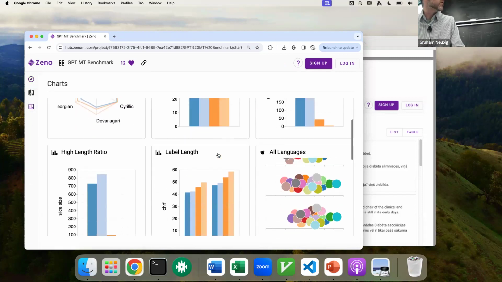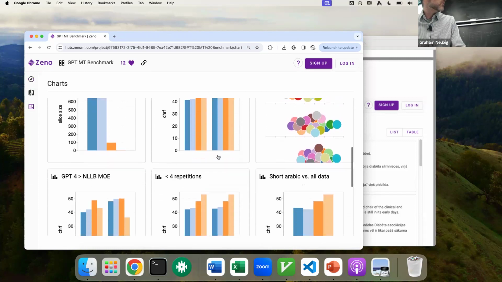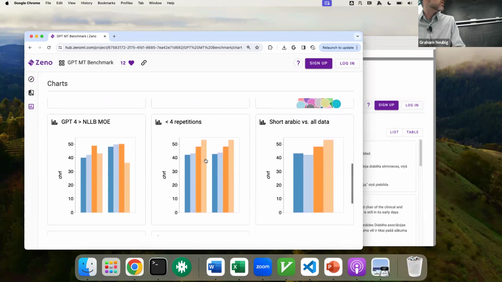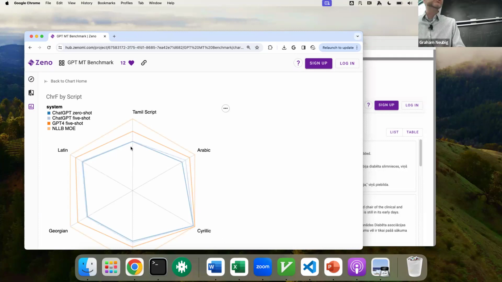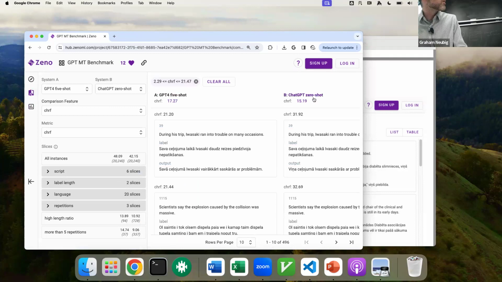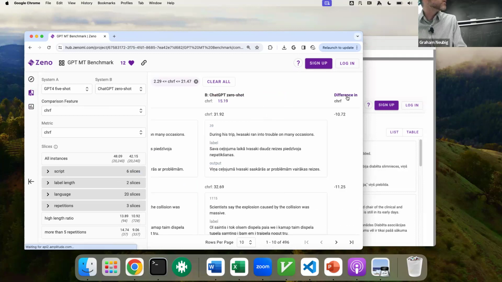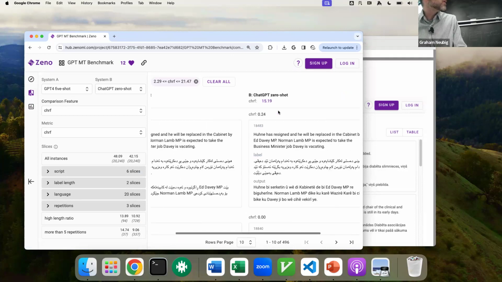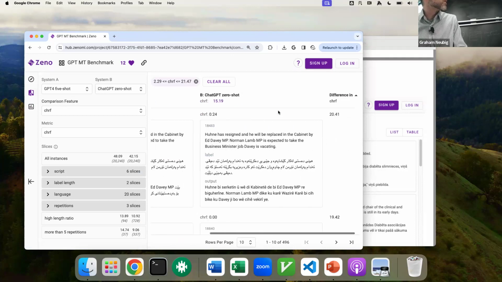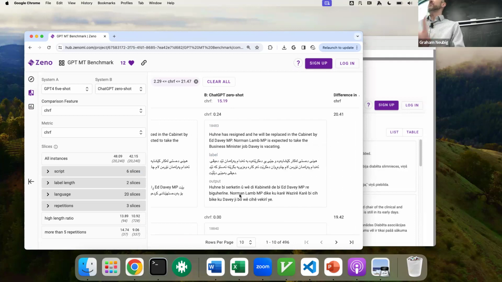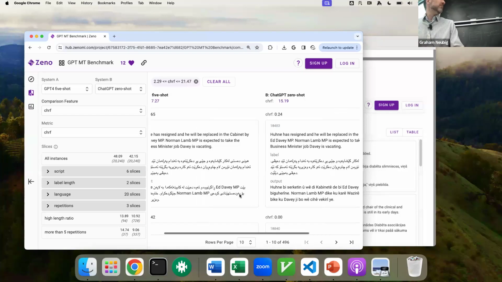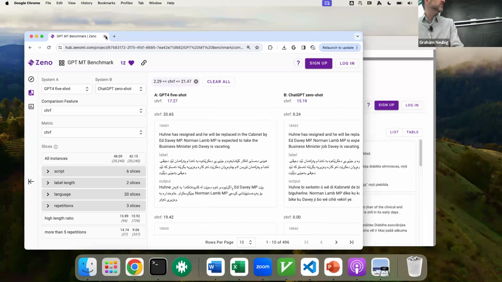You can also go in and build charts like this. So, what is the overall performance? What is the performance on different scripts? You can see which model is doing better at scripts and stuff like that. Or you can put things side by side and say, okay, I want to find all the examples where ChatGPT is doing much worse than GPT-4, or GPT 3.5 is doing much worse than GPT-4. And here we can see that, oh, in this case, it's generating something in the wrong script or something like that. So there's also tooling that you can use to make this easier.